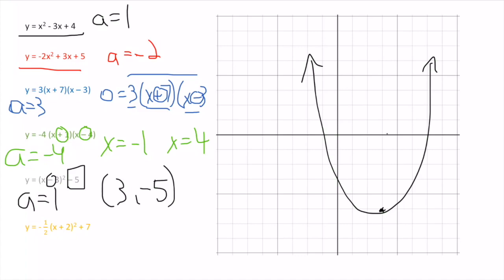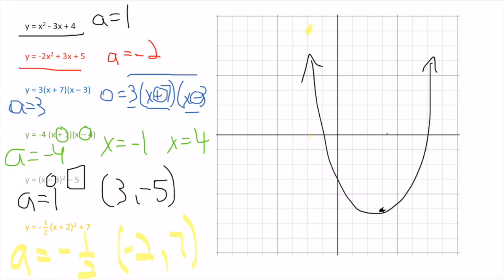And this last example here, a is negative 1/2. And the coordinates of my vertex are negative 2, remember I have to flip it, and positive 7. So when a is less than 1, like it is in this case, my parabola appears to be fatter than the normal parabola. My vertex is at negative 2 and positive 7, which is up here.